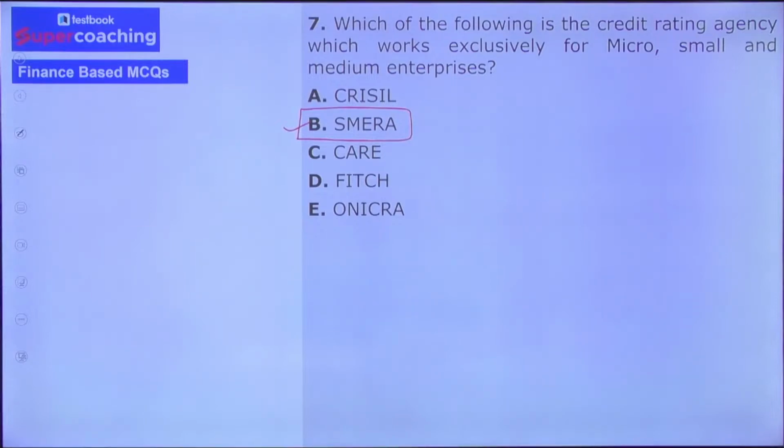So basically SMERA was established as the first rating agency focusing on small and medium enterprises. It was founded back in 2005, and its parent company is Acuite Ratings and Research Limited. Initially, it was an initiative of the Ministry of Finance and Reserve Bank of India, but right now it is a subsidiary of Acuite, which is a joint initiative of SEBI and DNB.